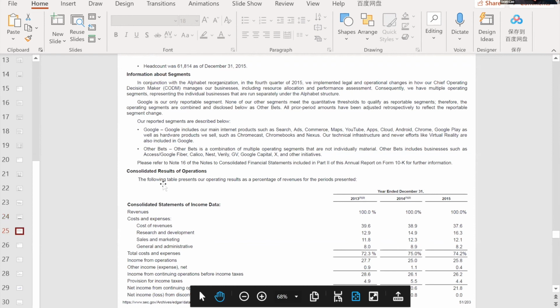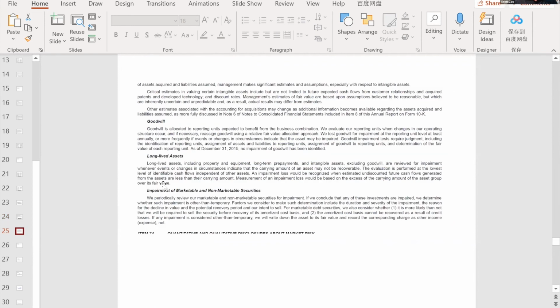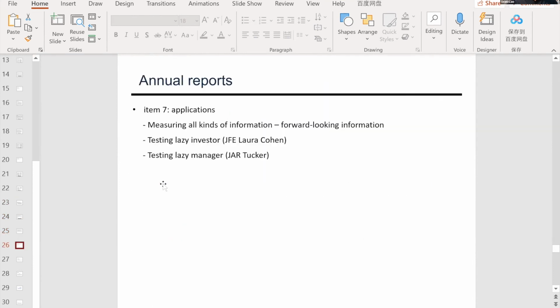They also talk about a lot of stuff: goodwill, long-lived assets, impairment. These are very accounting. I don't want to talk about goodwill too much. You understand long-lived assets and impairments. So these are in Item 7. So what do you do? Use Item 7. Item 7 has a great use for a lot of stuff.